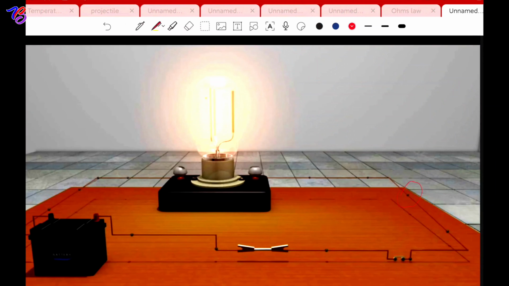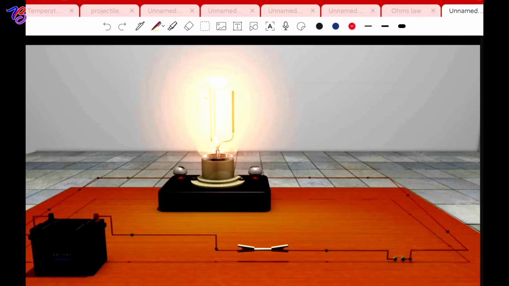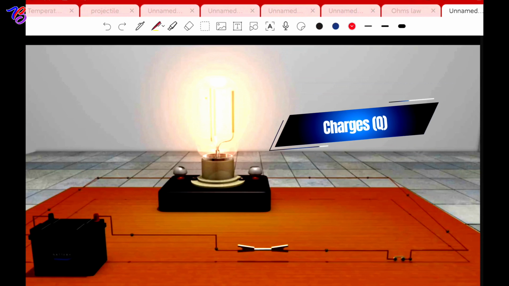Now let's explain each of the triune components individually. The first is charge, the quantity of charges. You can see them as black tiny balls flowing through the metallic conductor, the wire. Then you can see the bulb is lit up.